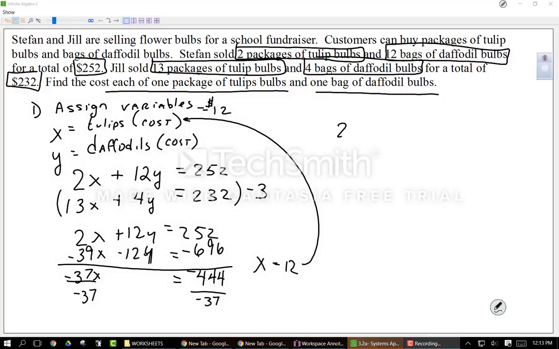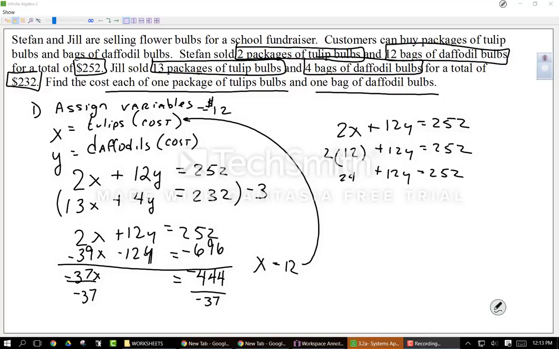So I'm going to take the first equation that I wrote, which is 2x plus 12y equals 252. I'm going to plug the 12 into x, plus the 12y equals 252. That's 24 plus 12y equals 252. I'm going to bring over the 24 by subtracting it.